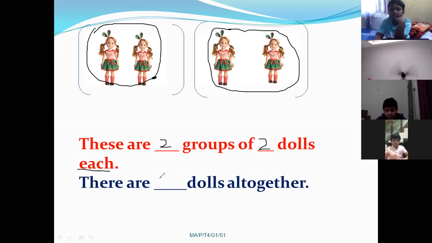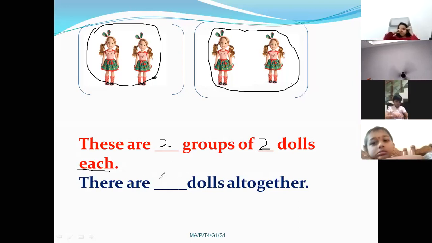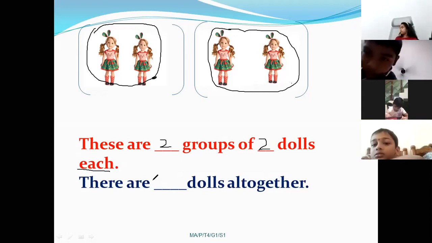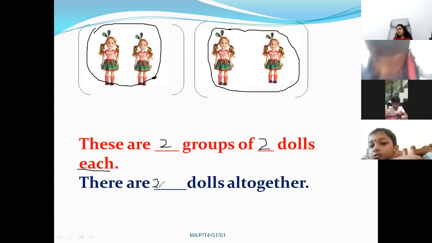Now I have to write this in repeated addition form. Repeated addition means when we are repeating the same number with a plus sign. I'll give you a few examples also. So how many dolls are there in one group? 2 dolls are there. So we will write here 2. Then we will put here a plus sign. And again we will write here 2.